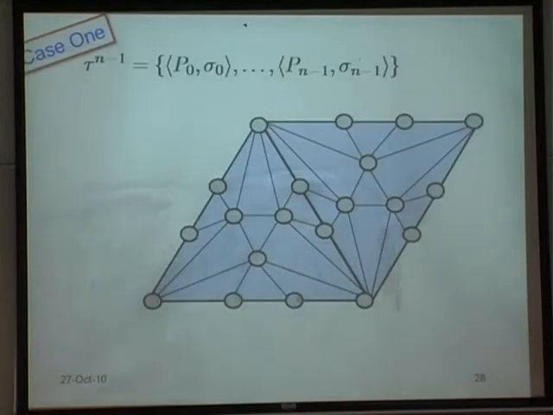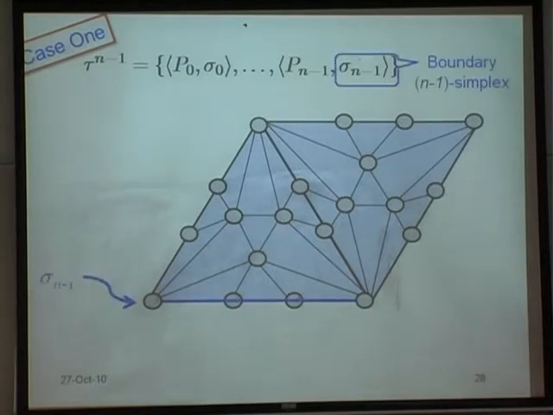Okay, so let's look at the first case. Let's say that the last view was this boundary simplex of the input. This big triangle is the input simplex, the small triangle is the protocol complex. And again, when I show you these pictures, don't take the pictures literally. These are there to illustrate the idea, and the argument itself is completely combinatorial.